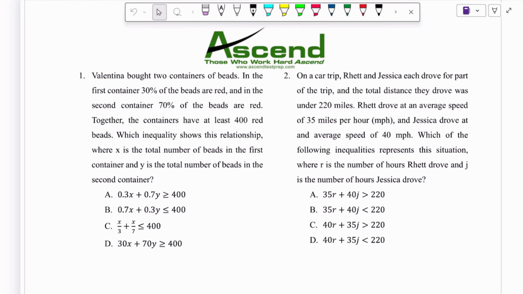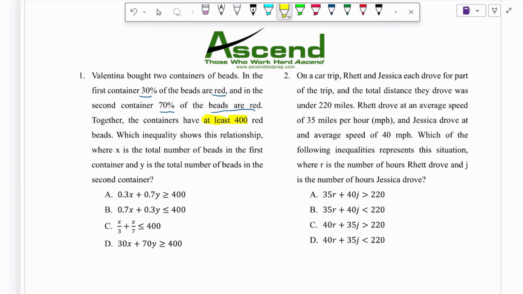Valentina bought 2 containers of beads, and in the first container 30% of the beads are red. So 30% are red. 70% of the beads are also red in the second container. If you take the 2 containers and add them together, you have at least, that's the key thing here, that's going to signal to us that it's not an equal sign, at least 400 red beads total.